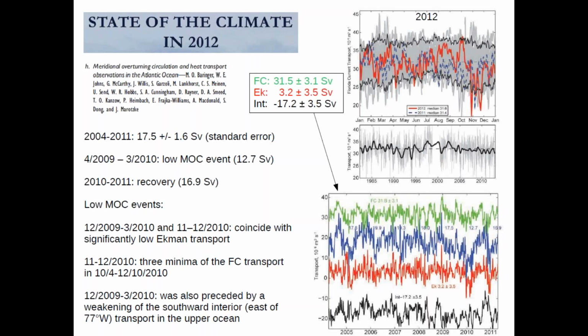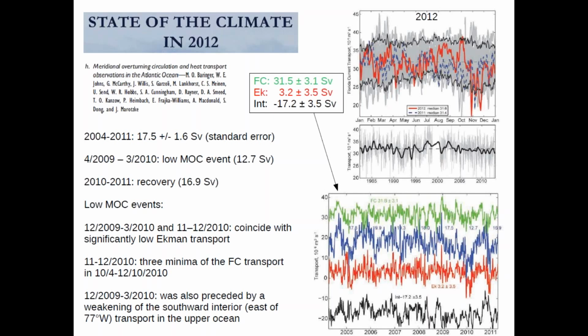So the mean in 2004 to 2011 was 17.5 Sverdrups. And then they had this 2009, 2010 trend where it was only 12.7 Sverdrups. And then in 2010, 11, they had a recovery to about 16.9 Sverdrups. And this study and others found that these shorter periodic drop-offs like here, this is 2012, I have to go down here. This is the 2009, 2010 event over here.